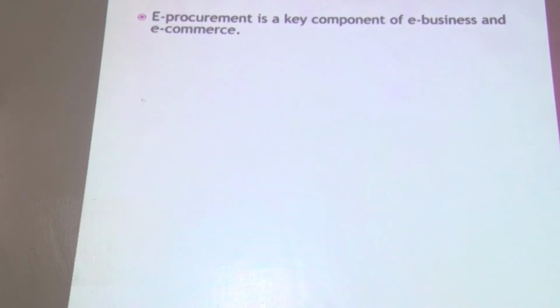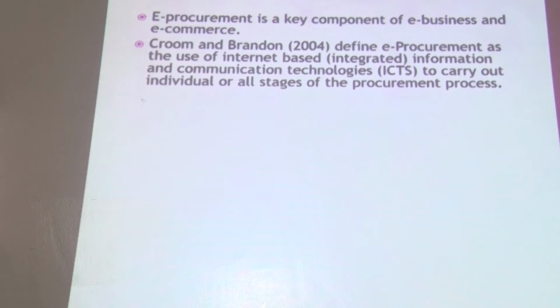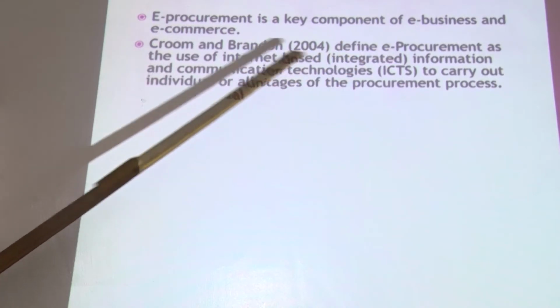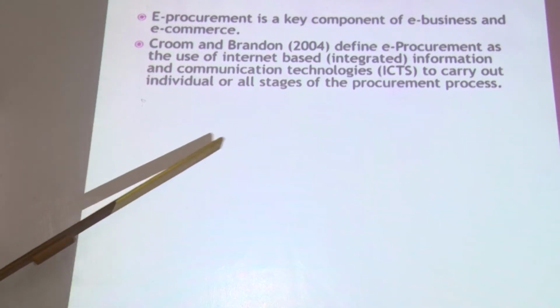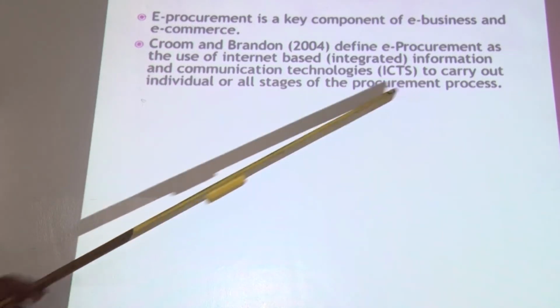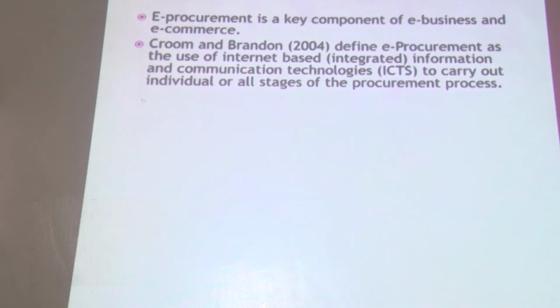E-procurement is a component of e-business and e-commerce. Realize that without e-commerce and e-business, e-procurement will not exist. Therefore, Croom and Brandon 2004 defined e-procurement as the use of internet-based integrated information and communication technologies to carry out all stages of the procurement process. Basically, e-procurement cuts across all the stages of the procurement process, so you are able to use it across all the stages.